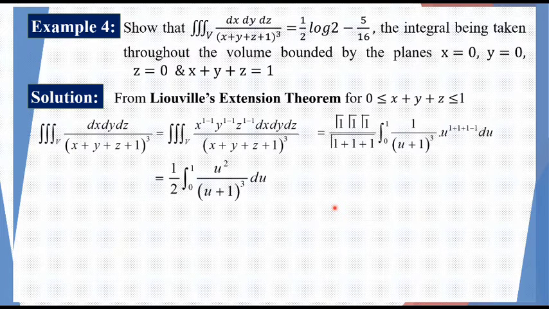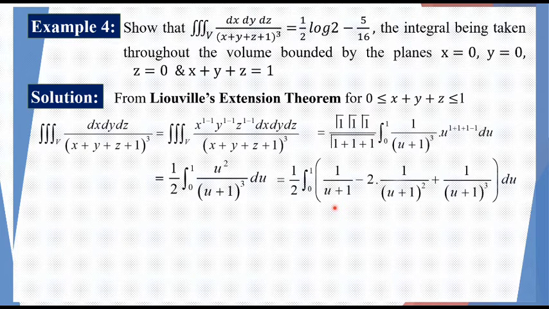And how to solve by the partial fraction? We can write it in the form of A upon u plus 1, B upon (u plus 1) square, and C upon (u plus 1) cube, and then simplify and get the value of A, B and C. And after solving, we can rewrite it in the form of 1 upon u plus 1 minus 2 into 1 upon (u plus 1) square plus 1 upon (u plus 1) cube du.